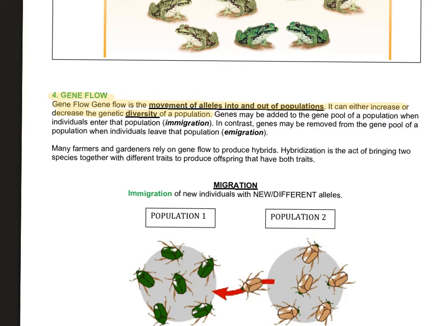Okay, genes can be added to the gene pool of a population when individuals enter the population. That's immigration. In contrast, genes may be removed from a population when individuals leave that population, and that's emigration. So that's when they're leaving. Many farmers and gardeners rely on gene flow to produce hybrids. Hybridization is the act of bringing two species together with different traits to produce offspring that have both traits.